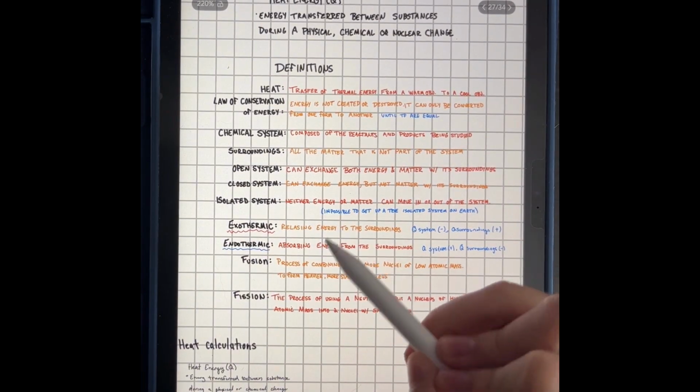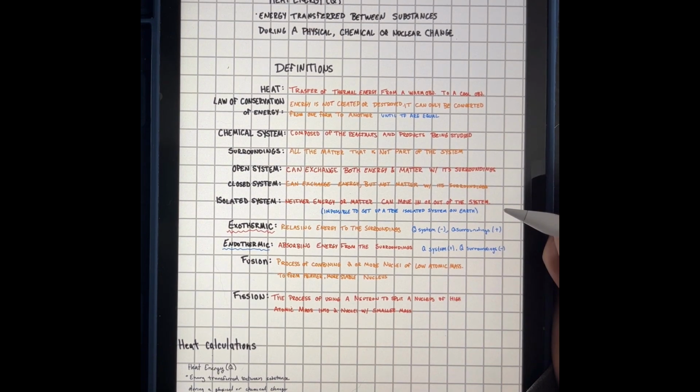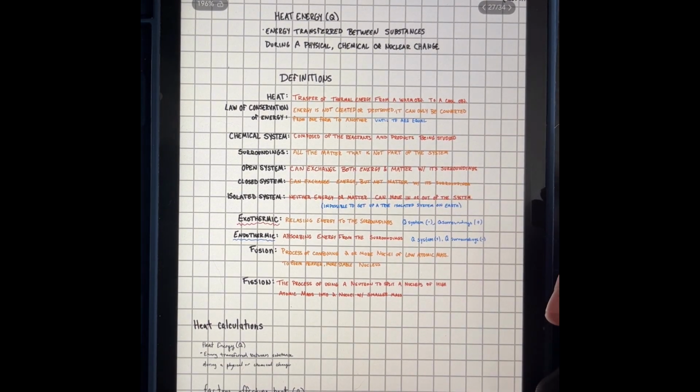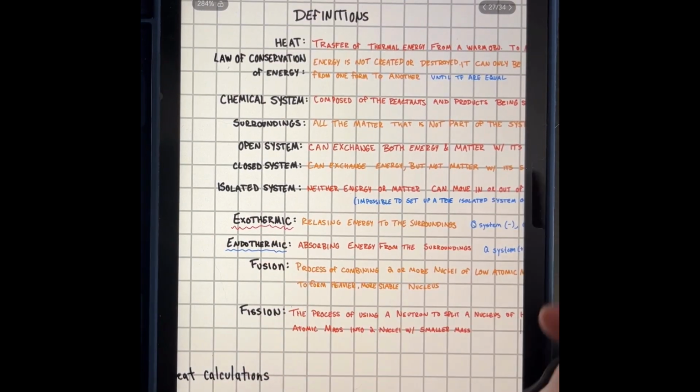And then we have isolated systems. This is where neither energy nor matter can move in or out of the system. This is theoretical, because it's impossible to set up a true isolated system on Earth.